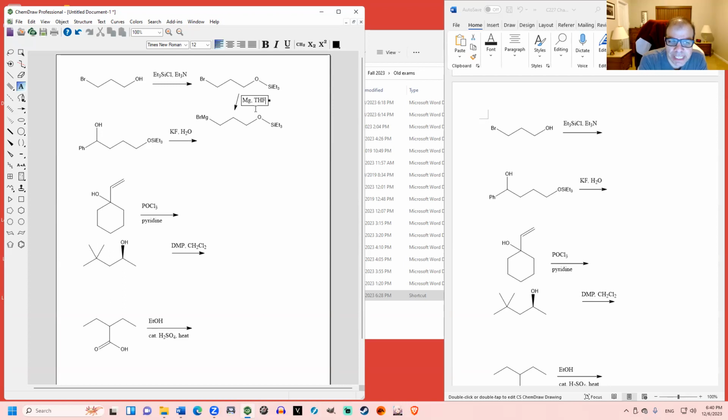And I believe in Organic Chemistry 2 lab, you will make a Grignard reagent. So you'll actually get to experience it. It's pretty cool.